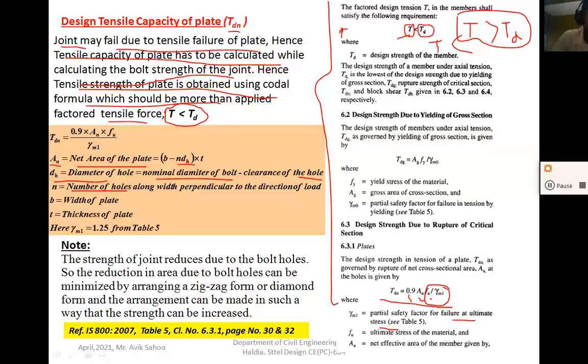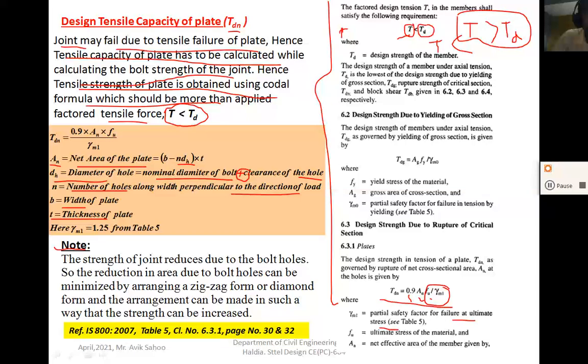Number of holes, so here I used minus, but this will be plus. It is by mistake that I used minus, but it is a plus. n is the number of holes along the width perpendicular to the direction of load, B is the width of the plate, T is the thickness of the plate, and gamma m1 is 1.25 from table 5.